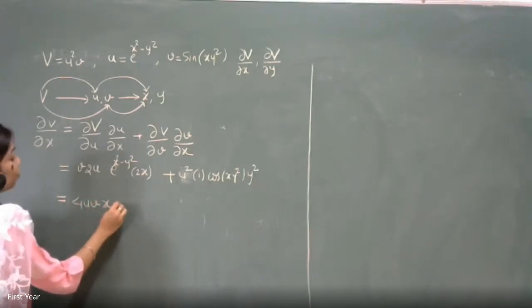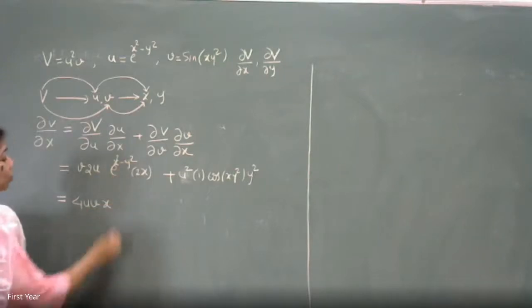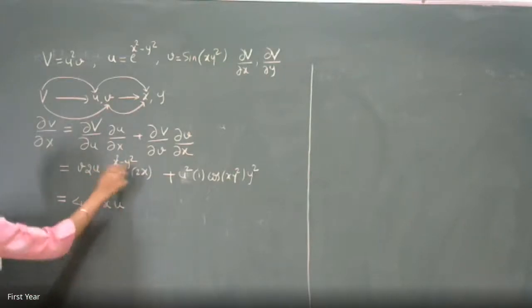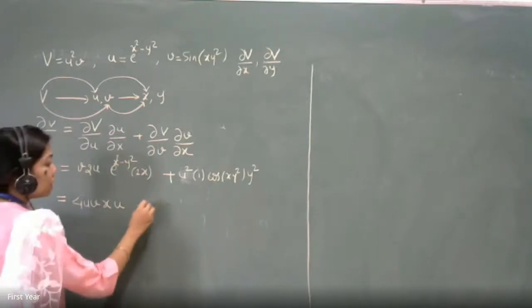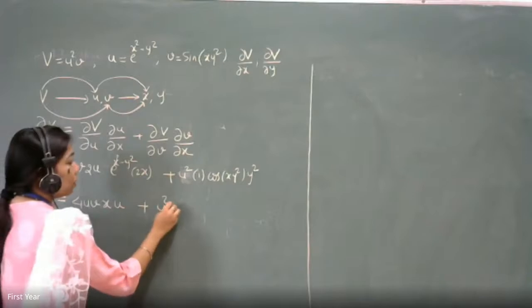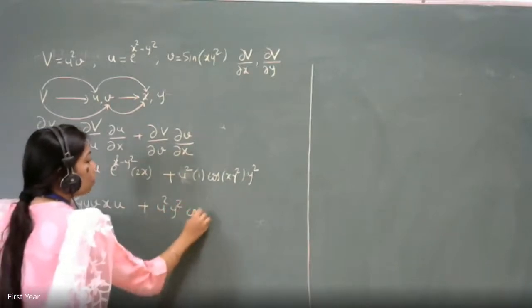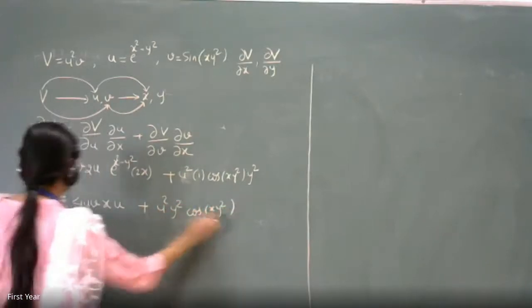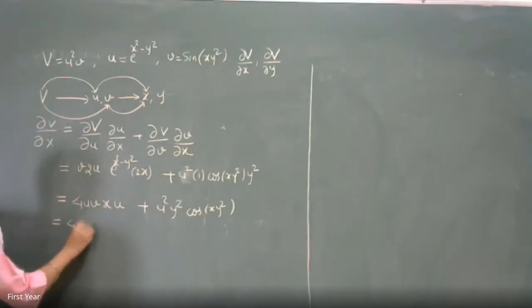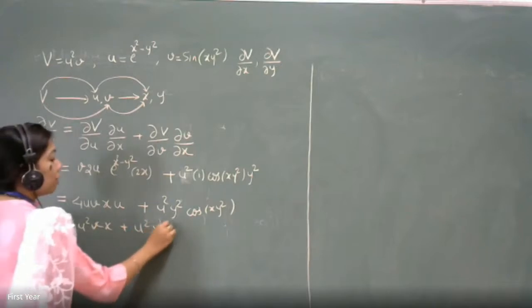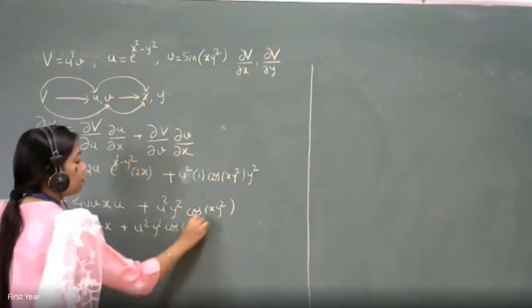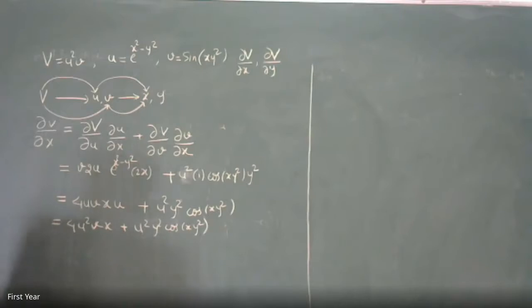So it is 4ubx into e raised to x square minus y square, which is u. Yeah, e raised to x square minus y square is u. So I am simplifying and writing in this form, plus u square into y square cos of xy square. So your answer will be 4u square bx plus u square y square cos of xy square. That is del v by del x.